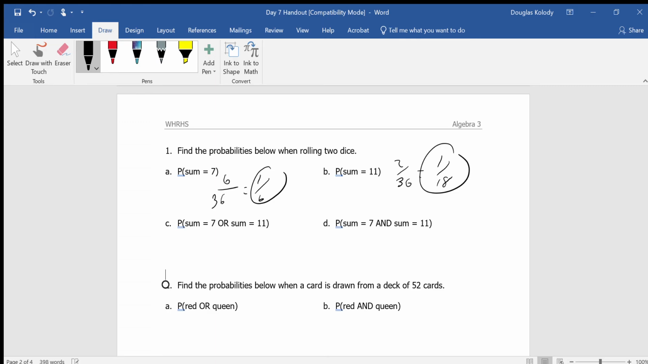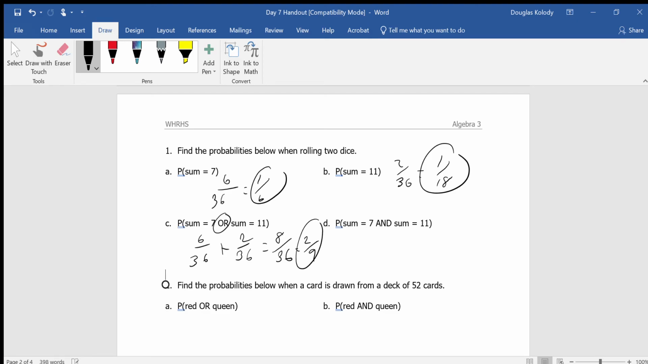The sum is a 7, or the sum is 11, or tells you to add. So I'm going to take the 6 out of 36 possibilities plus the 2 possibilities of rolling 11. If I roll 2 dice, can I roll a sum of 7 and a sum of 11 at the same time? The answer is no, I can't. So then I just add these up and I get 8 out of 36, which reduces to 2/9.